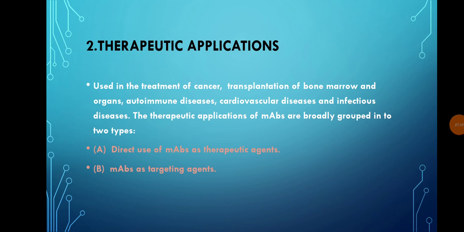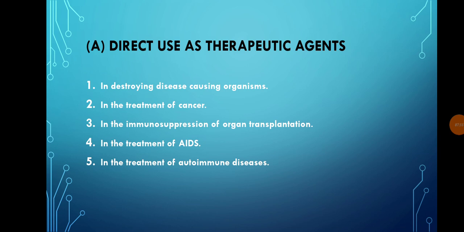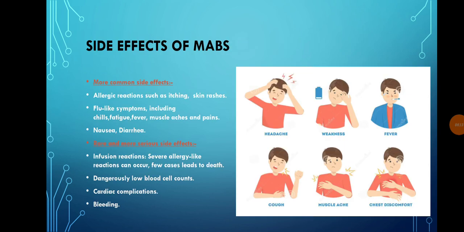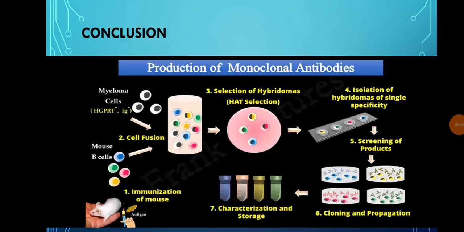Then the therapeutic applications: the direct use of monoclonal antibodies as therapeutic agents and monoclonal antibodies as targeting agents. Direct use as therapeutic agents is in destroying disease-causing organisms, in the treatment of cancer, in the immunosuppression of organ transplantation, the treatment of AIDS, and in the treatment of autoimmune diseases. Monoclonal antibodies as targeting agents are used in drug delivery to target specific cells in disease treatment, in the dissolution of blood clots, and as immunosuppressants. Side effects of monoclonal antibodies can be seen: headache, weakness, fever, cough, muscle ache, chest discomfort.